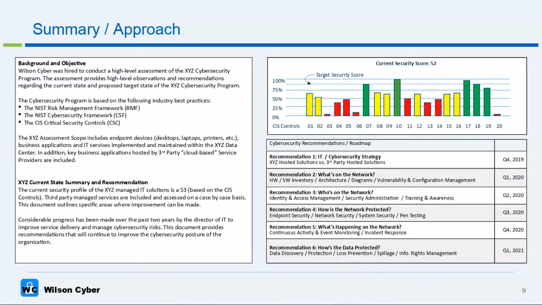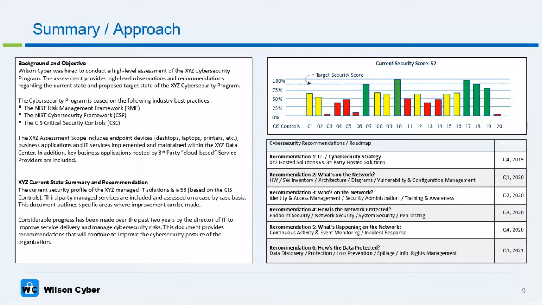So here's the current security score of a 52, and you can see each of the 20 critical controls is measured independently. Again, for the scope, which is the authorization boundary, which includes the data center systems. The target security score, as you can see, is an 80.